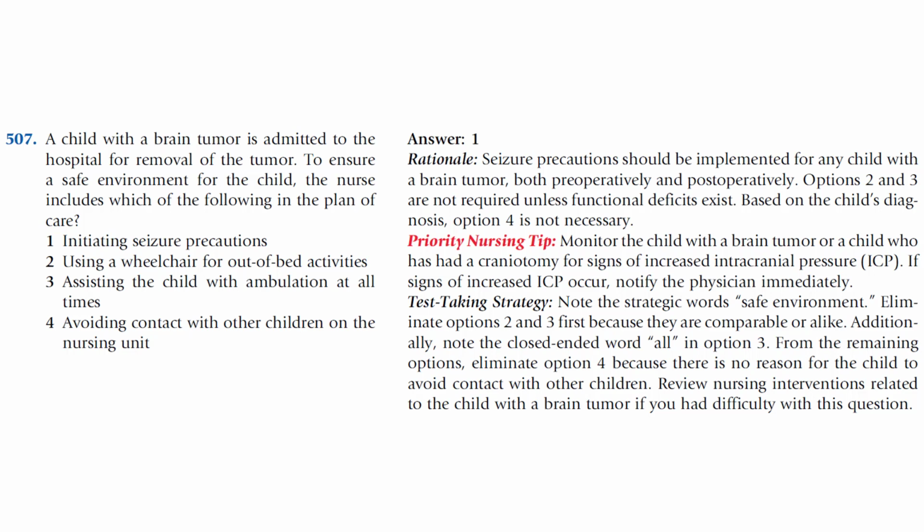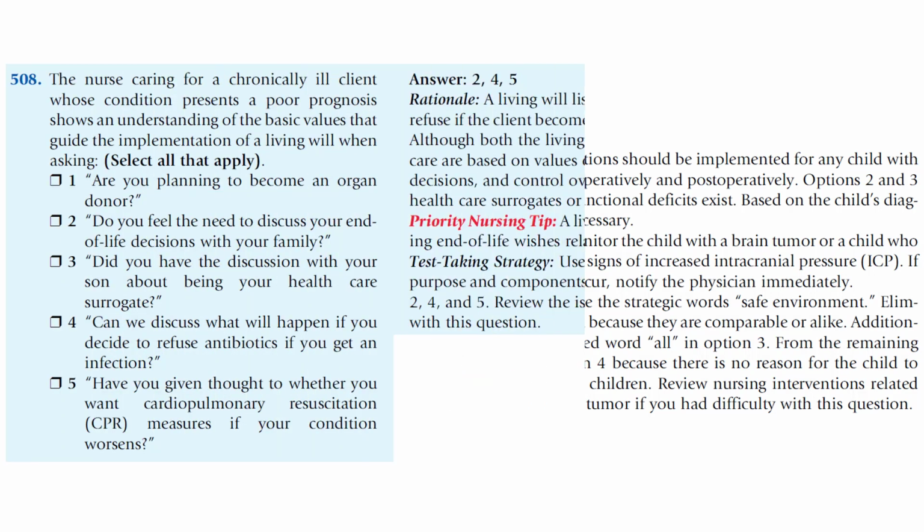Answer: 1. Rationale: Seizure precautions should be implemented for any child with a brain tumor, both preoperatively and postoperatively. Options 2 and 3 are not required unless functional deficits exist. Based on the child's diagnosis, option 4 is not necessary.